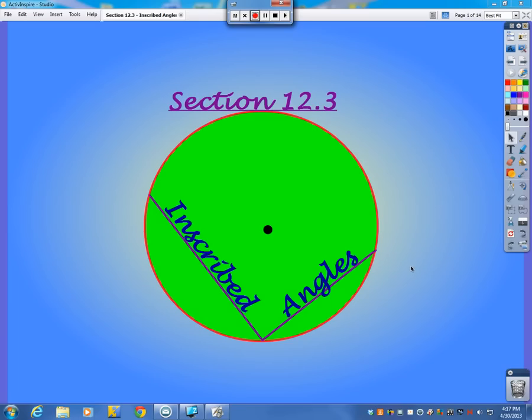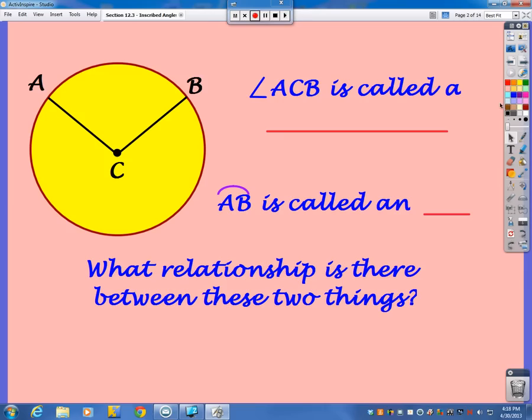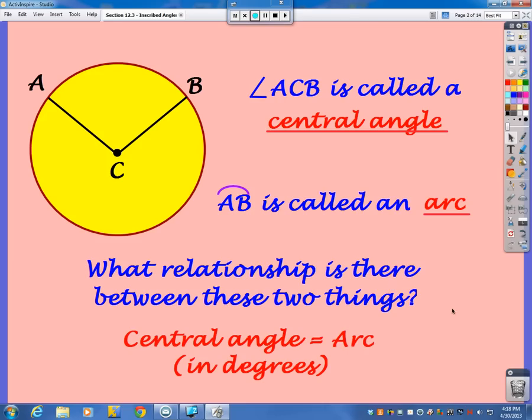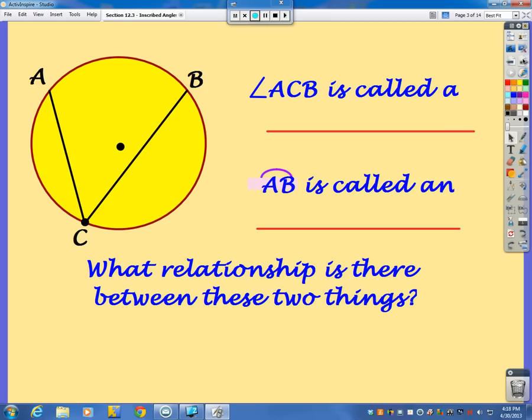Now, let's get to some serious business of some geometry. Number one. We've talked about this before. Angle ACB. C is the vertex. It is on the center of the circle, so we call that a central angle. And this little guy out here, that's our partial circumference, well, we called that an arc. And what was the relationship between a central angle and an arc? They were the same in terms of degrees. So this is old stuff. Central angle, arc, same thing.